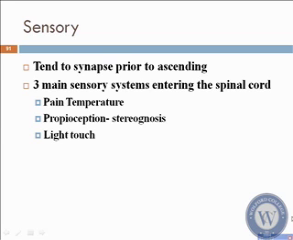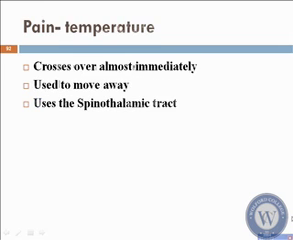Pain can't differentiate from temperature. It's basically in the same track. It's also proprioception and stereognosis, which is the ability for the muscle to know where it's at in the environment, and how much stress load is put on the muscle is critical. And then light touch is the other sensory system that's involved.